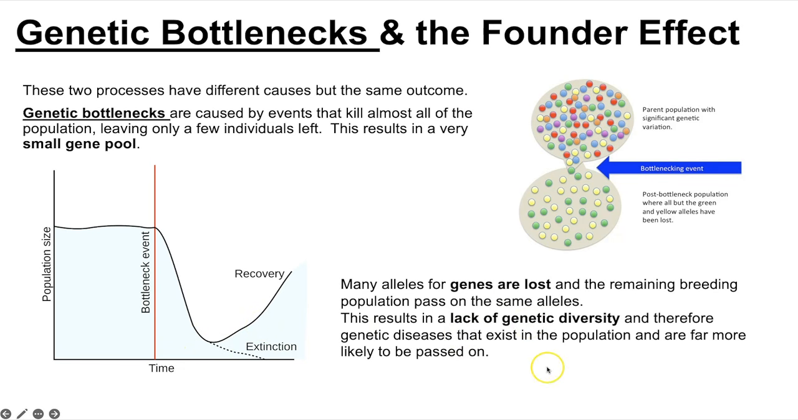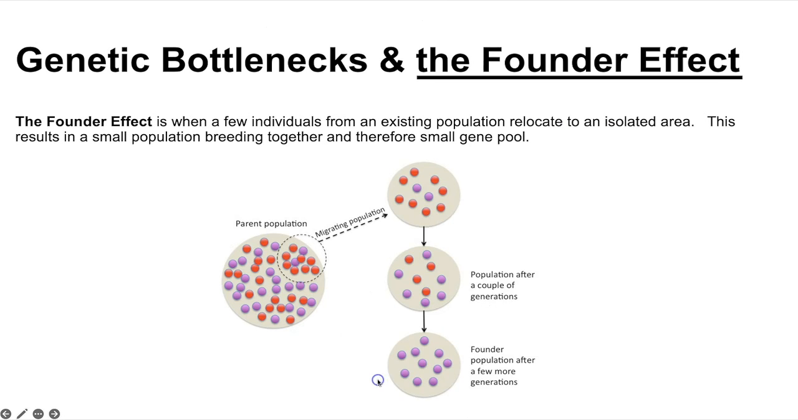And as a result, more genetic diseases will exist in that population because you have few individuals reproducing, which have very similar genetics, and therefore they'll be constantly passing on the same alleles, which, if they happen to code for inherited diseases, you'll continually be passing on that genetic disease.